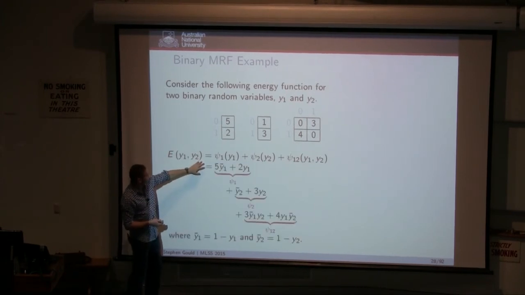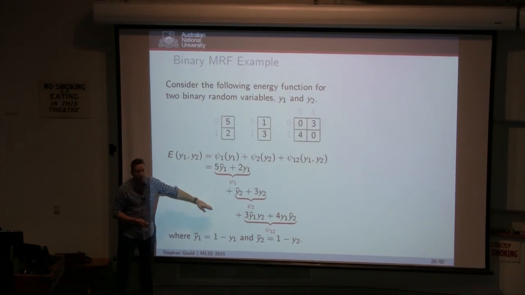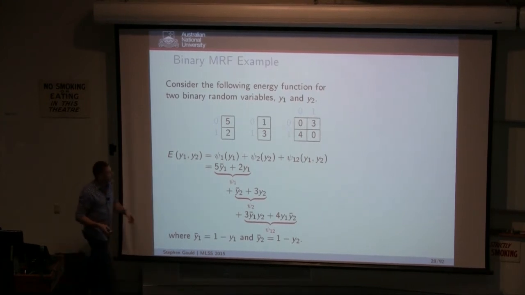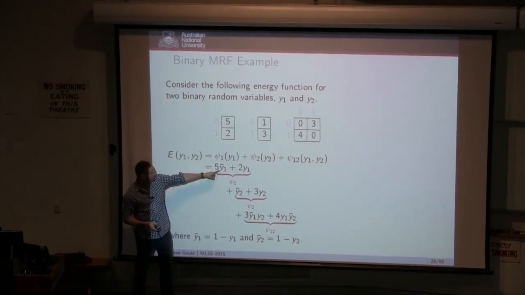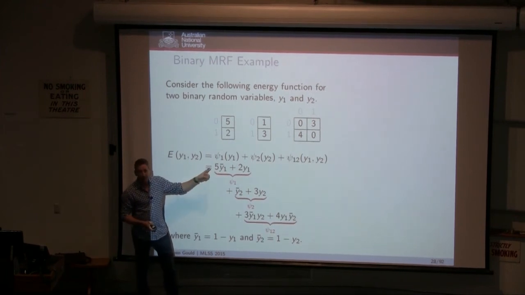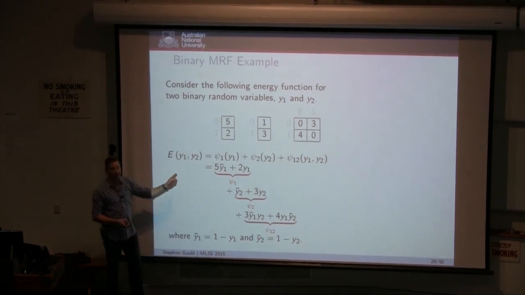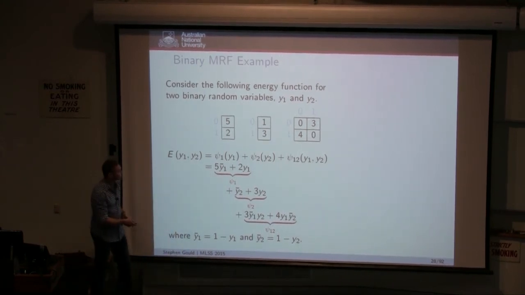So I can write this energy function out in this form known as a Posiform. In a Posiform, I'm going to introduce negated copies of my variables. So y1 bar is the complement of y1. If y1 is 0, y1 bar is 1. If y1 is 1, y1 bar is 0. So you can think of that as just being 1 minus y1.